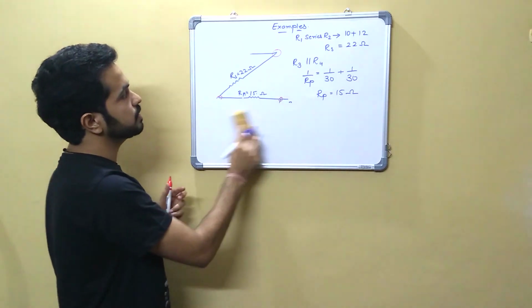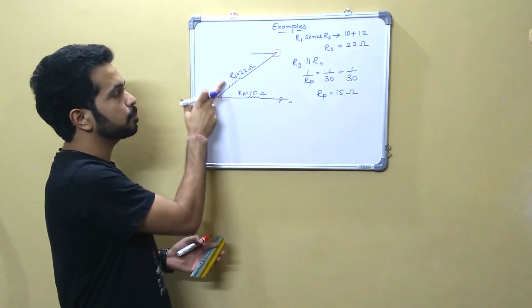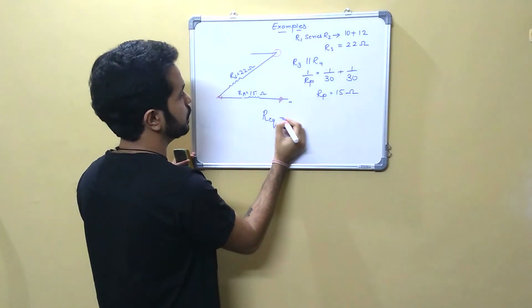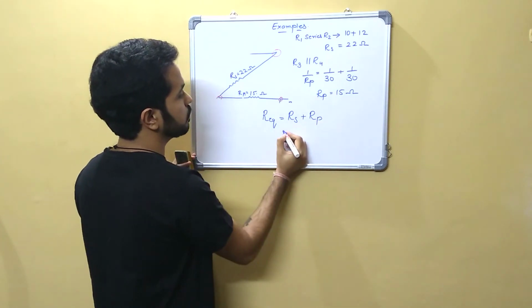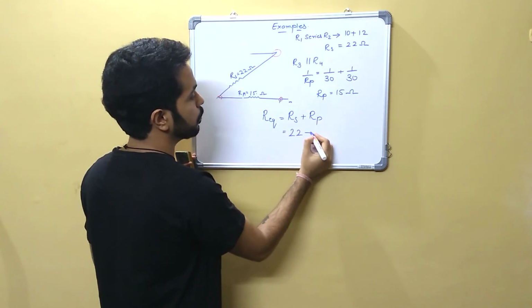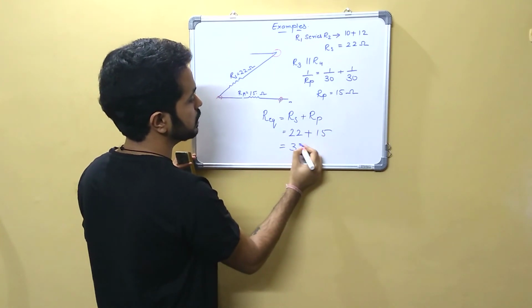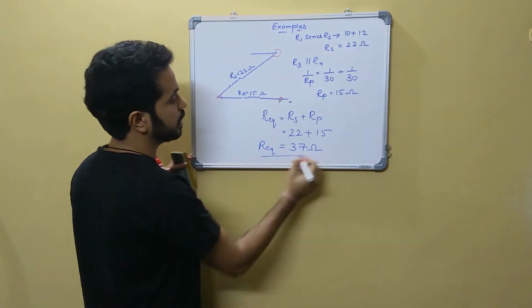Now if you look at this, this is similar to what we have solved earlier. You can say Rs and Rp, they are in series. So finally our equivalent resistance will be Rs plus Rp, which is 22 plus 15. That will come out to be 37 ohms. This will be your final equivalent resistance.